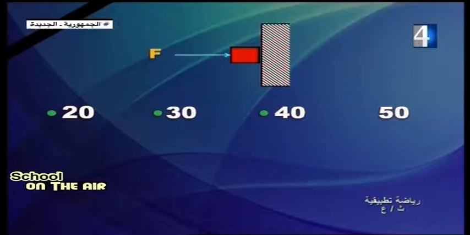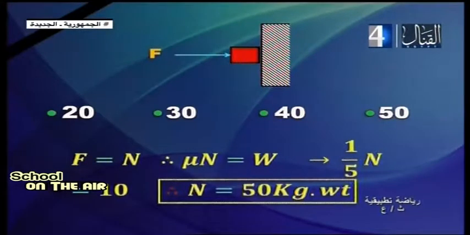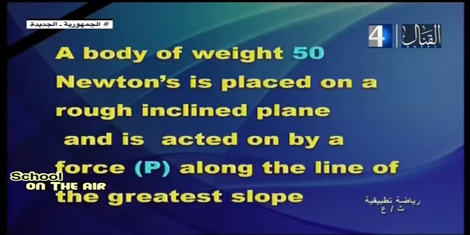My dear student, before we solve, look at the opposite figure. F equals W, and what is N? Normal reaction equals weight of the body, F equals μN. Therefore, by substitution, 1/5 N equals 10. Then the normal reaction equals 50 kilogram weight. Therefore, N equals 50.